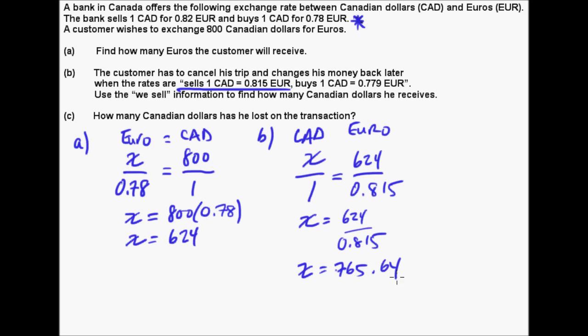$765.64. If you look at that, he started with 800 right here, and now he has 765. The difference there is the bank commission. That's how the bank makes money when they change this money.